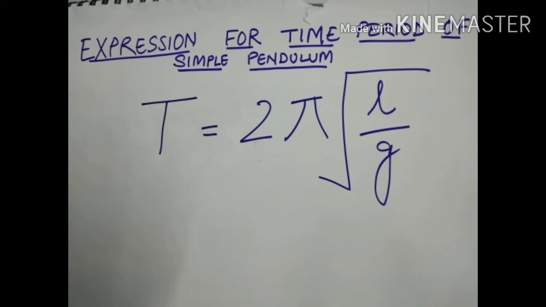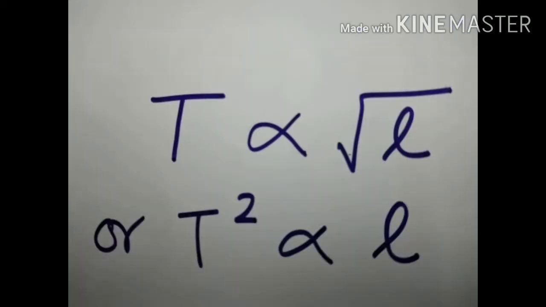This is the expression for the time period of a simple pendulum. The time period of oscillation is directly proportional to the square root of its effective length, or we can say that the square of the time period of oscillation is directly proportional to its effective length.